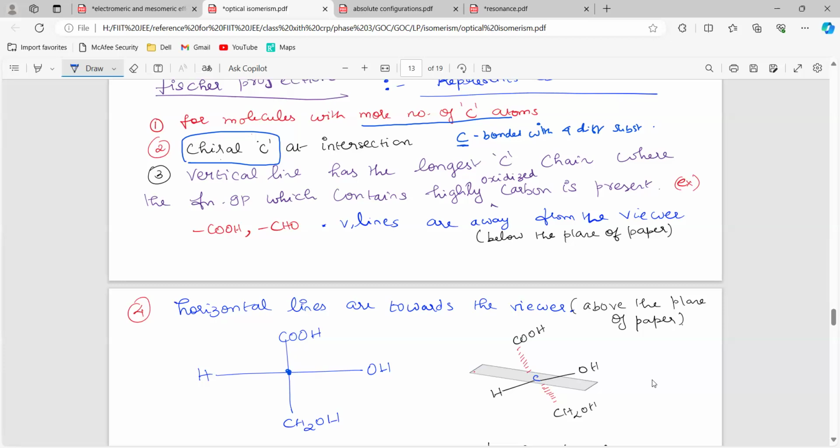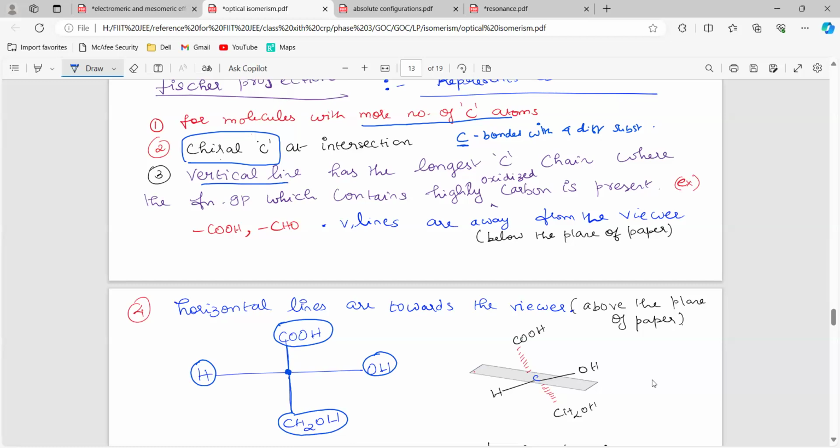Okay. Now look at this. This is the chiral carbon. Is this a chiral carbon? Yes. This is one group that is substituted here. This is another group. This is another group. This is another. 4 groups are different, 4 different groups. The vertical line. Which is the vertical line? This is my vertical line.